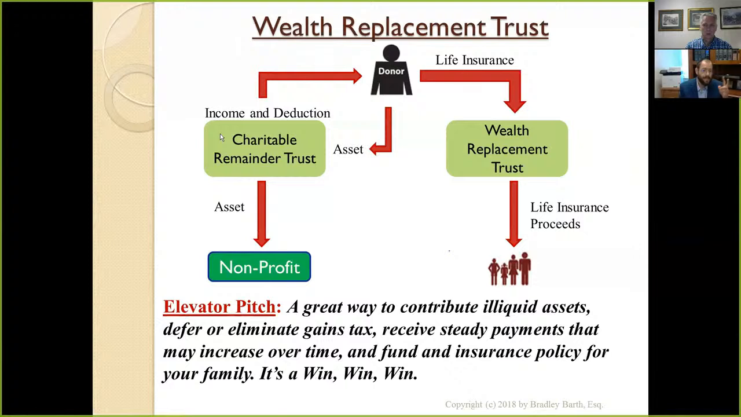Maybe it could be a second to die policy. It could be an individual policy. It could be term. It could be whole life. There are all kinds of variables based upon age, type of assets, and economic needs.